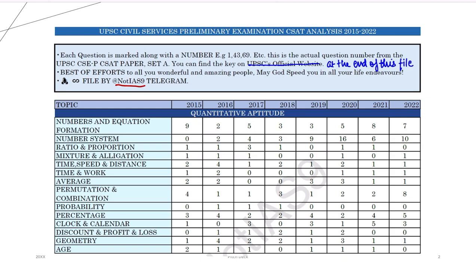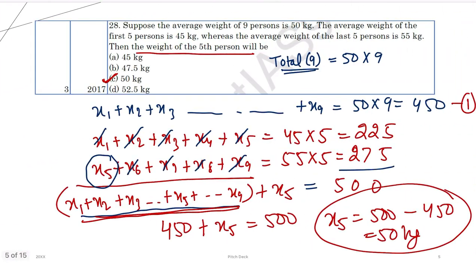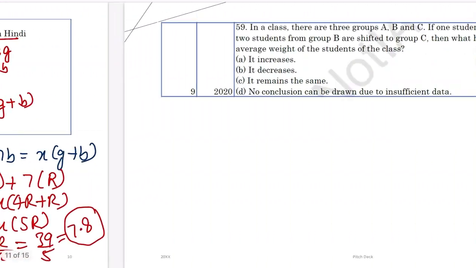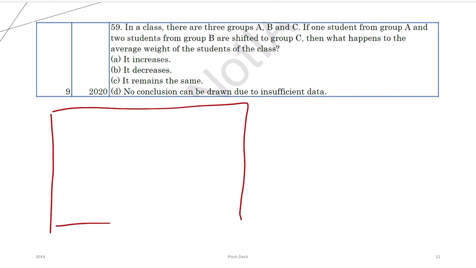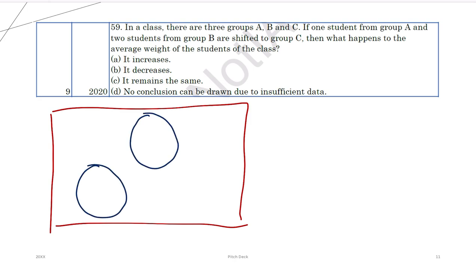Okay, so continuing, these are the PYQs which we have already covered. Now we are going to do the remaining ones. Let's see this question from 2020 CSET. It says in a class there are three groups A, B, and C.